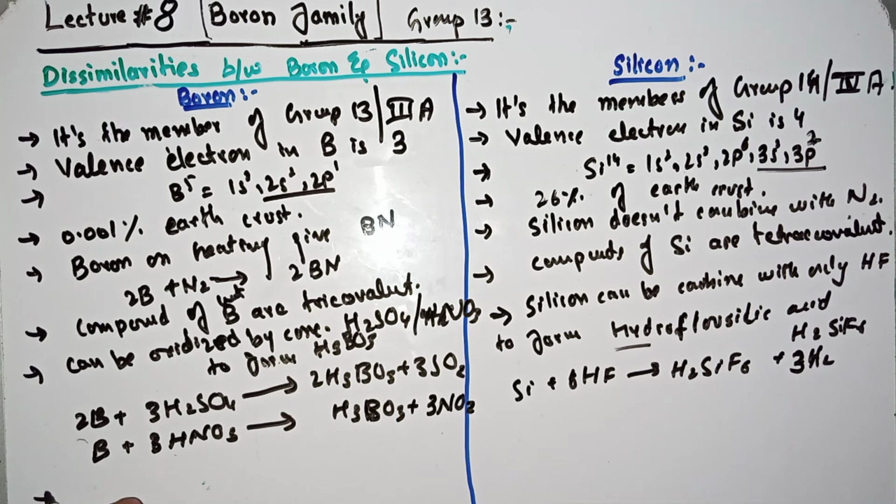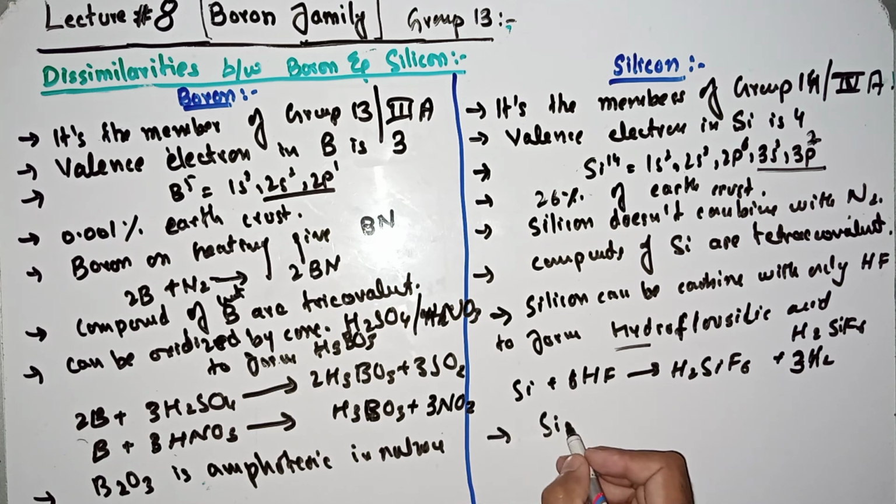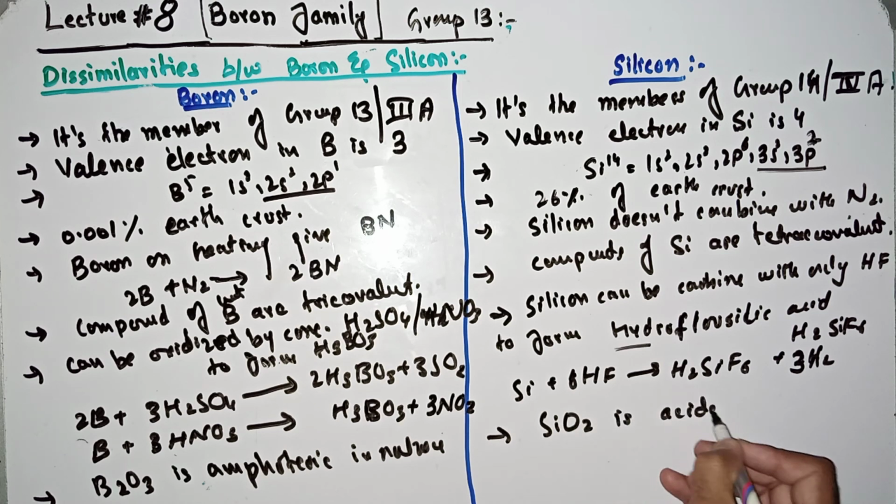Also another difference, go to the next point. B2O3, the oxide of boron, is amphoteric in nature, while the oxide of silicon, SiO2, is acidic in nature.